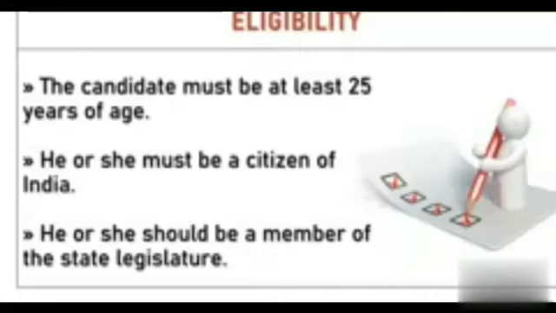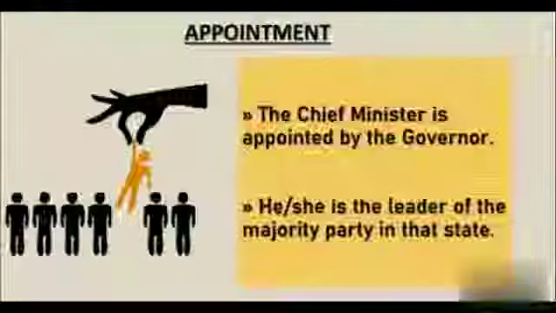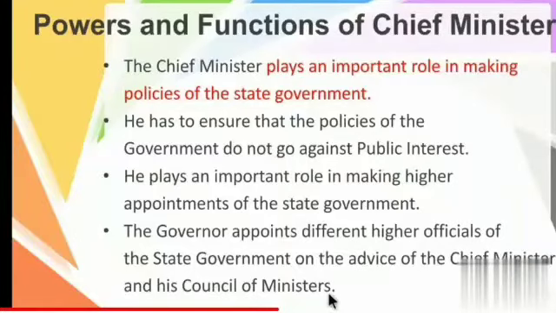It's very important. The appointment. How is he appointed? The chief minister is appointed by the governor. He or she is the leader of the majority party in the state, the ruling party. Then tenure. The tenure of the chief minister is 5 years, only 5 years.